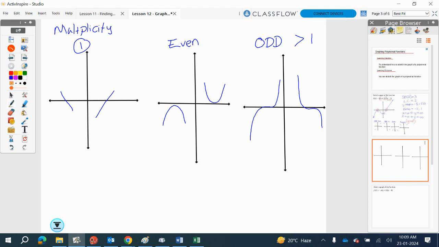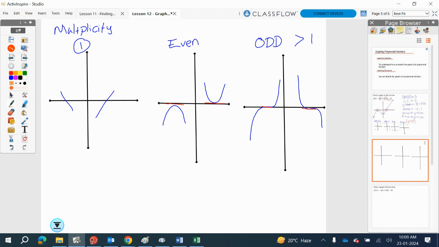So if it's odd, it has to create a change of sign. So we have to go from one side to the other. If it's 1, it just goes straight through. If it's greater than 1, it will create a tangent point at the x-axis. So a tangent point means that it tangents it. For an instant, it goes flat. So even this one, for an instant, it goes flat. So as long as the multiplicity is greater than 1 at the x-axis, at the root, it will go flat for a second. We say it tangents the x-axis.